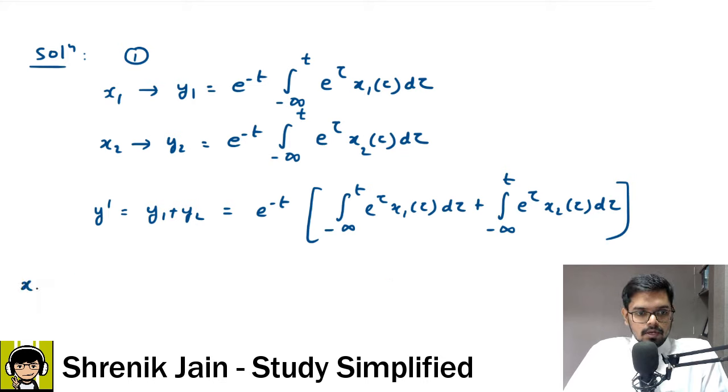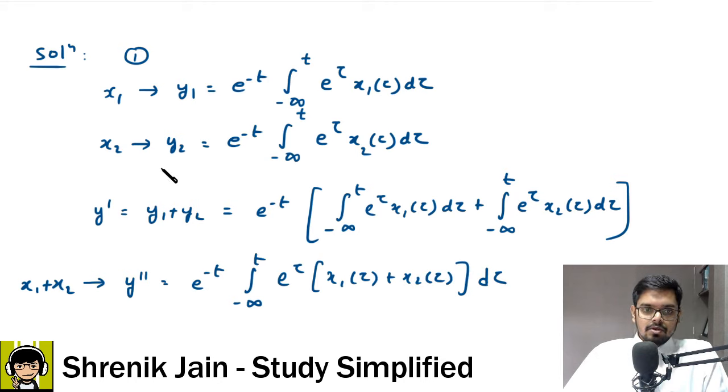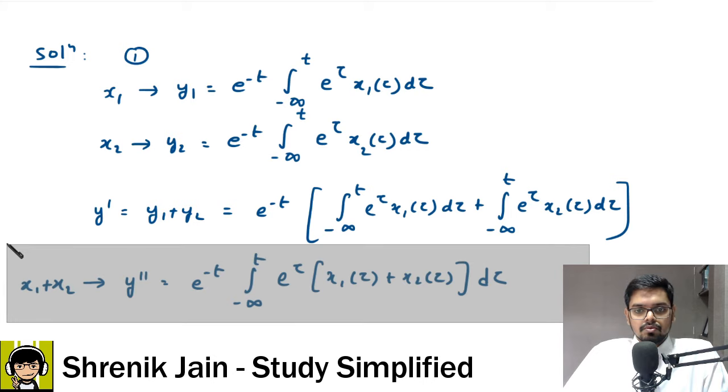Now if my input is x1 plus x2, then in that case what is my y double dash? So in that case, e to the power minus t, integral minus infinity to t, then e to the power tau, input is now x1 of tau plus x2 of tau, and then this is d tau. So smart students can conclude here only, seeing y dash of t and y double dash of t, both of them are same. This is how a smart student knew it.